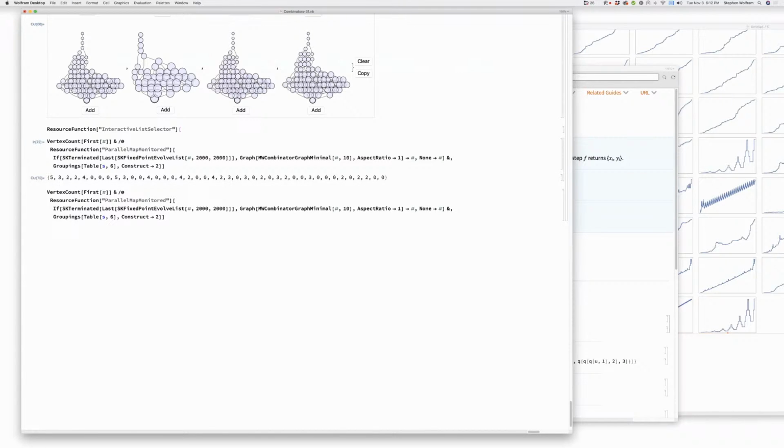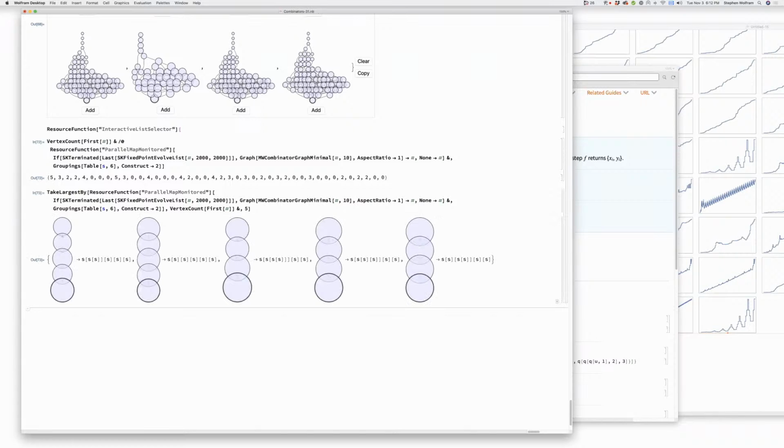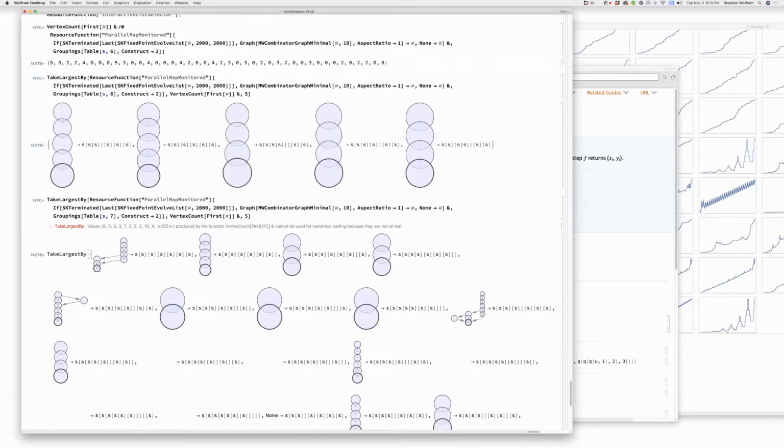I'm very confused here. So now I don't understand why this doesn't give me what I want. I want to say take largest by that thing, comma, vertex count of first of that, comma, 5 or something. Well, maybe those are the largest vertex counts. Okay, fine. So let's go to size 7 then. And they should be, what is that? Why is it doing that?